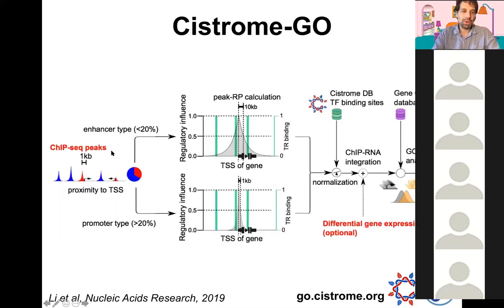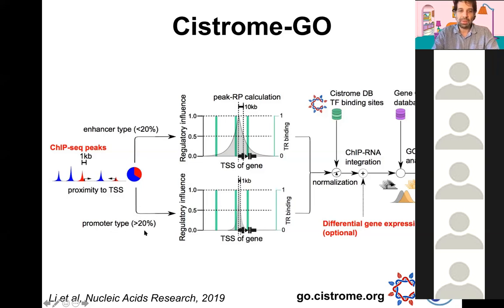In Cistrome GO, you input ChIP-seq peaks, and the first thing it does is make a quick assessment of whether your peaks are mainly in the promoter or mainly outside the promoter, or let's just say highly enriched in the promoter or not so highly enriched. This is a threshold, which is the default of 20%. You can change it to change your analysis.